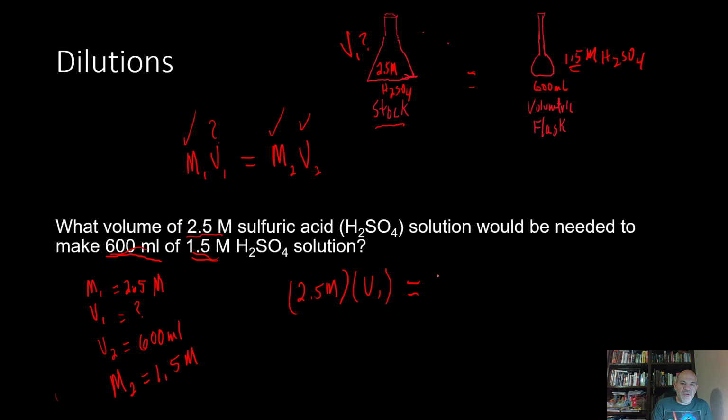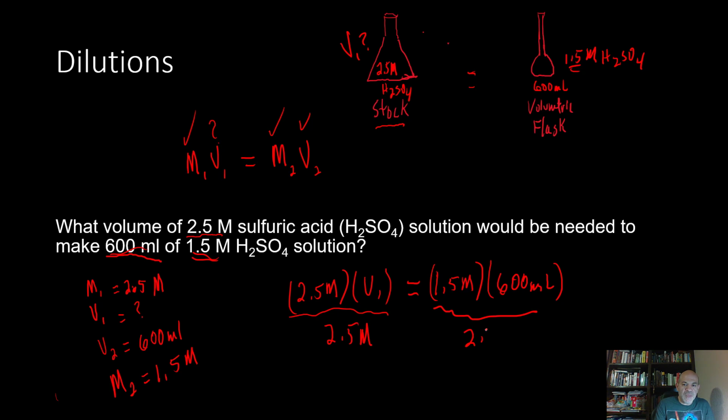That's how much we've got to put in of the stock solution. And then we're going to plug in: we want a molarity of 1.5 molar, and we want 600 milliliters. Basically all we've got to do is solve for V1, which is how much of the stock solution we want to get. So we're going to divide both sides by 2.5 molar. And this is the reason why we don't have to switch the big M to moles per liter, because the big M cancels right there anyway. If we put moles per liter instead of big M, that would cancel anyway.